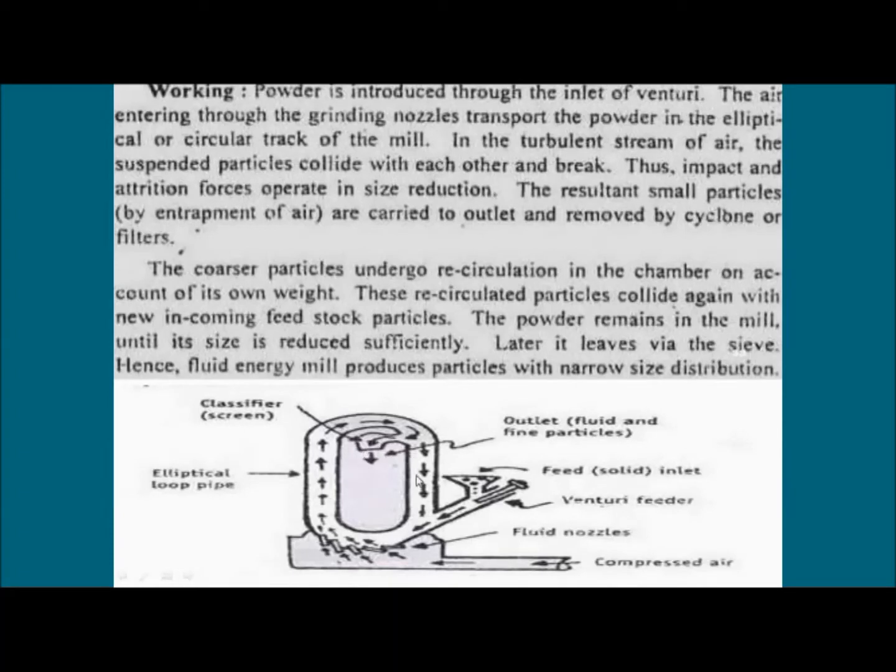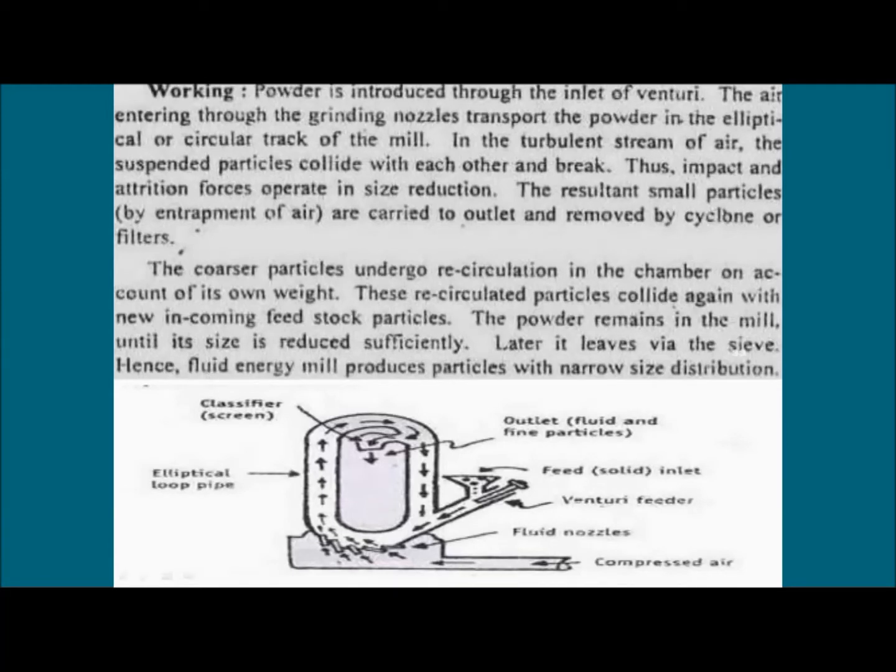So the coarser particles undergo recirculation. The bigger particles undergo recirculation in the chamber on account of their weight. As their weight is more, they will get settled here, right? This recirculated particle collides again with the new incoming feedstock from the venturi, right? Now the powder remains in the mill until the size is reduced sufficiently. Later it leaves via the sieve, right?